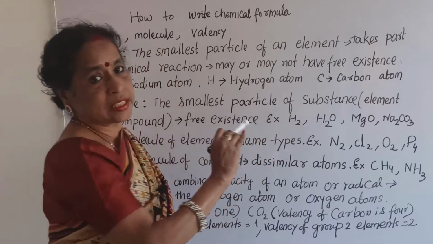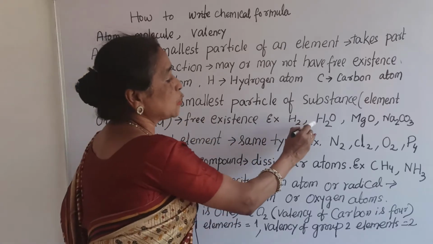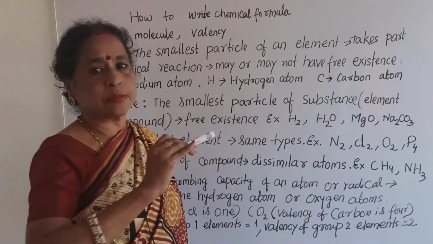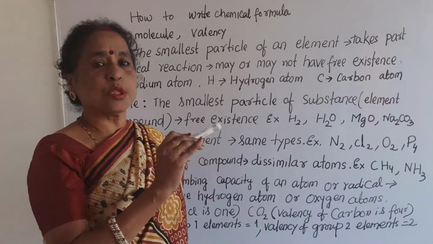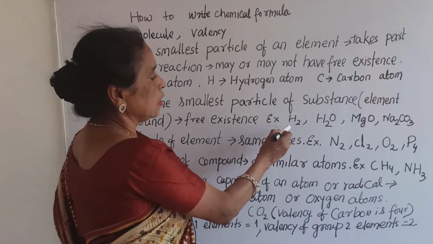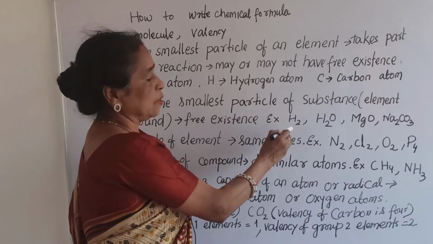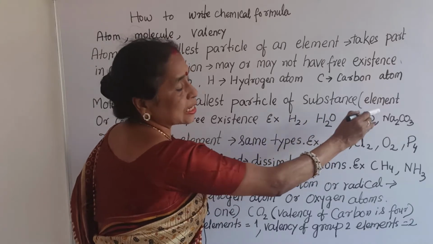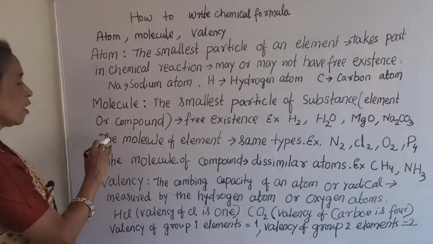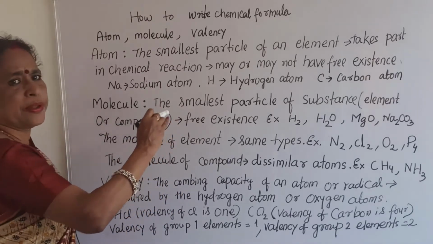Here H2 means hydrogen molecule, H2O means water molecule, and MgO means magnesium oxide molecule, and Na2CO3, there is one molecule of sodium carbonate. And whereas this one hydrogen, that is element, water, magnesium oxide, sodium carbonate, they are the compounds. What is meant by the molecule of an element?